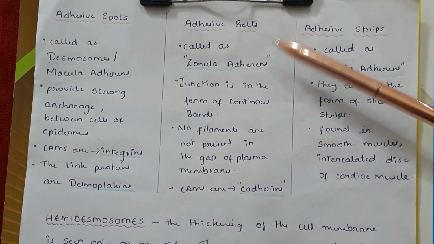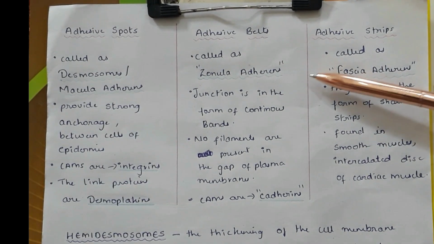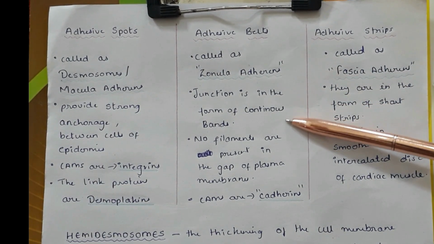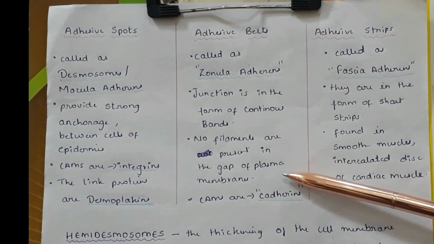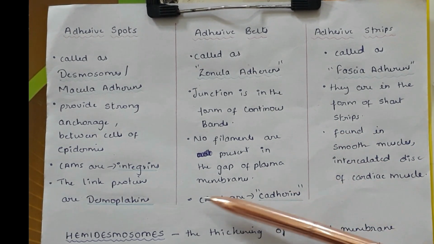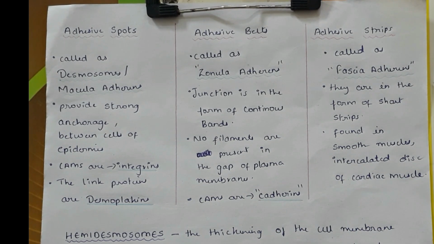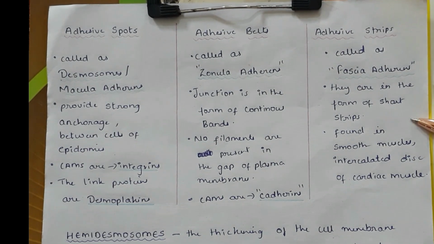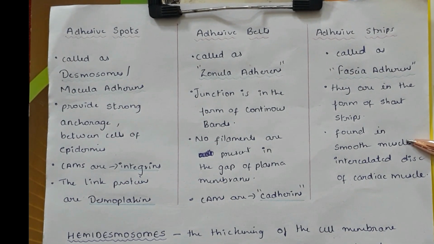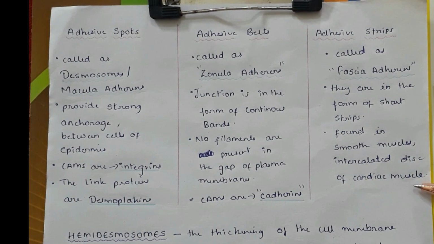Adhesive belts. These are called zonula adherents. The junction is in the form of continuous bands. No filaments are present in the gap of plasma membranes. The CAMs are cadherins. Adhesive strips are called fascia adherents. They are in the form of short strips. They are found in smooth muscles and intercalated disc of the cardiac muscle.